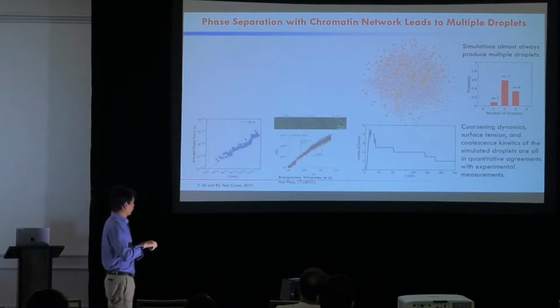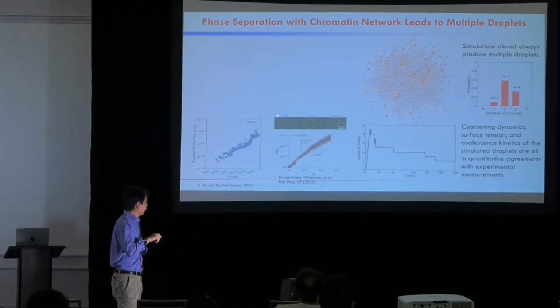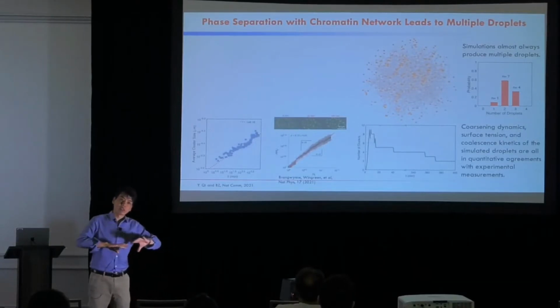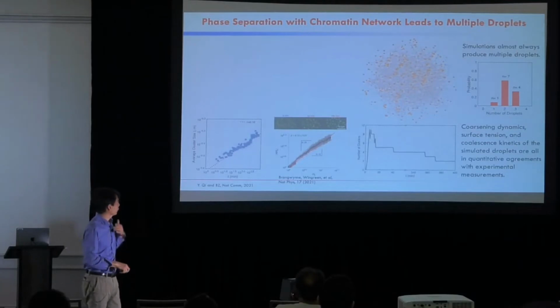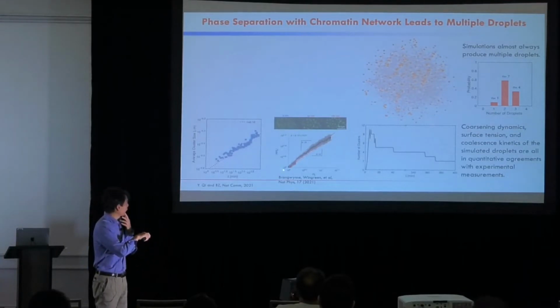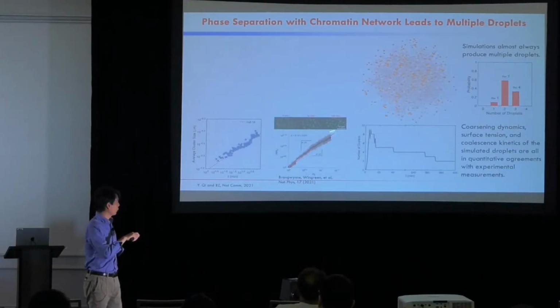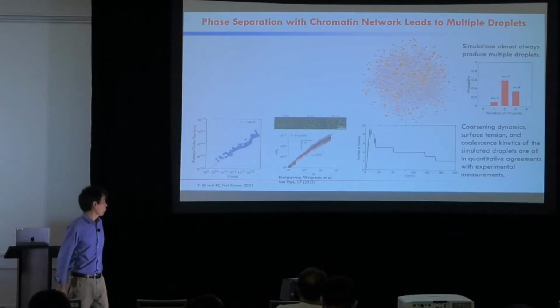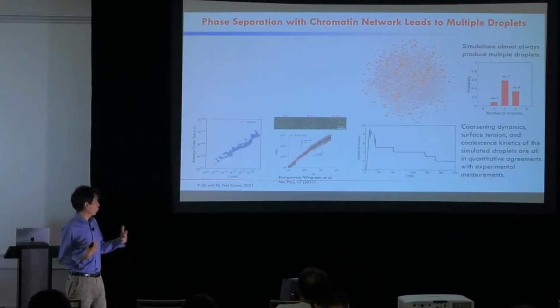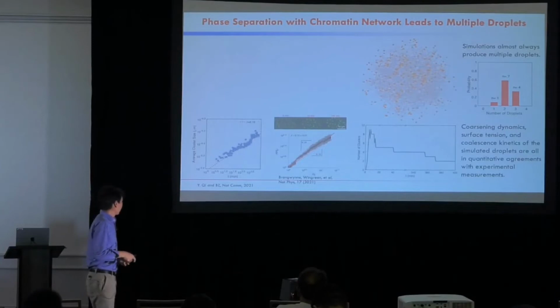This is an experiment from the Brangwyn lab where they directly monitor the coarsening kinetics of droplet formation in the nucleus. They basically quantify the average size of the droplet as a function of time. They found a power-law behavior with an exponent of 0.1. The exponent itself is actually quite interesting because it deviated from the more classical value of 0.3. But we found our simulation was able to reproduce that quite well.